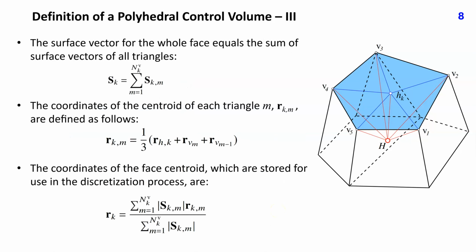The surface vector for the whole face equals the sum of surface vectors for all triangles. The coordinates of the centroid of each triangle, RKM, are defined as 1/3 of the sum of vertex coordinates. The position vector of the centroid is given by this expression. The coordinates of the face centroid, which are stored for use in the discretization process, are obtained by weighting the coordinates of centroids of each triangle with its area, as shown by this expression.